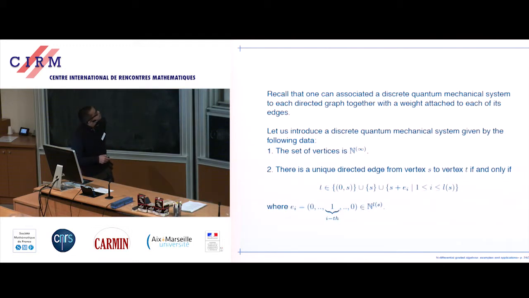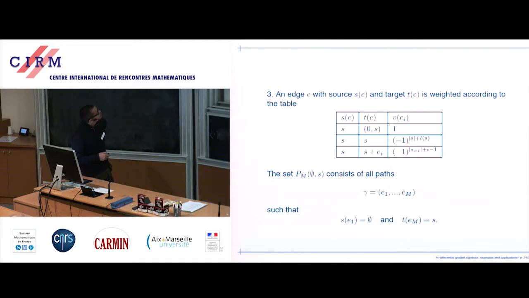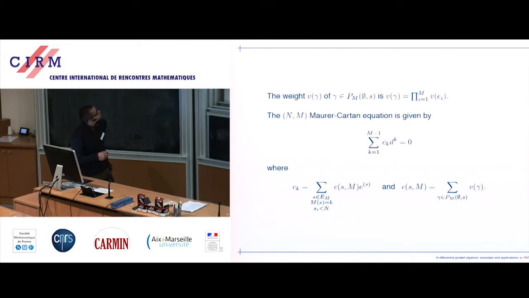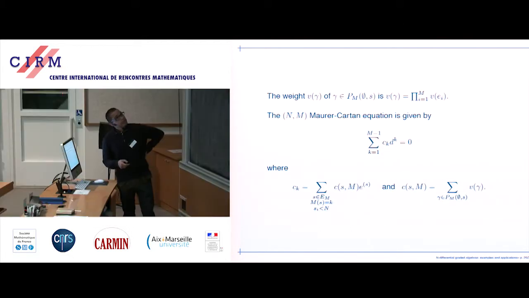Well, let me just probably give you the answer and then go back. The point is that you can construct some equation that I call the n,m Maurer-Cartan equation. It's given like this. If you put n equal to 2 and m equal to 2, you get the usual Maurer-Cartan equation. And the fact is that these coefficients here are written like this.